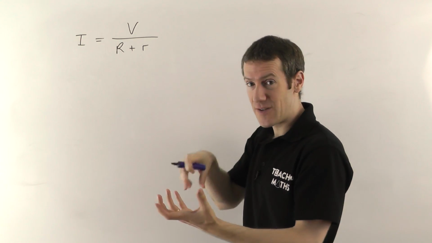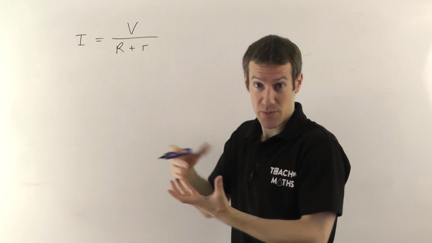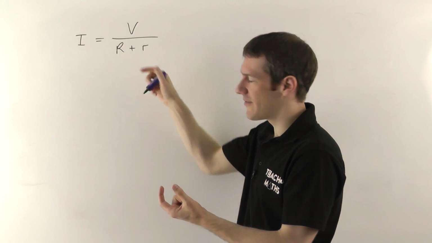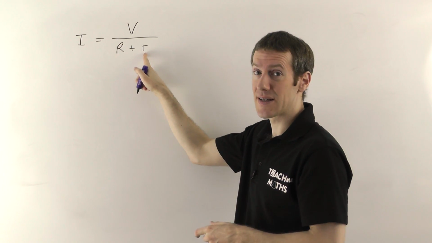The circuit itself provides resistance, so the wires provide a very small amount of resistance. If you had a light bulb, that's going to provide quite a lot of resistance. But you're always going to get in any circuit a very small amount of resistance that's contributed by the battery itself. And that's represented by this little r here.